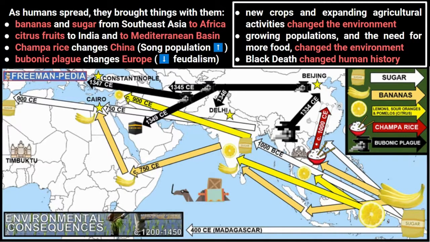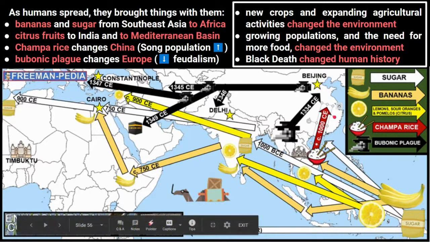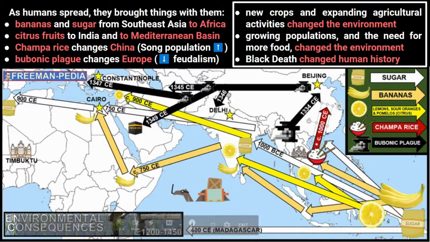We've talked about champa rice and how that influenced China. So that comes from Vietnam up to China. So champa rice changes China, makes the Song population boom. And so once the population booms, so does trade, so does innovation. But it also means they take disease with them. Things like the bubonic plague or Black Death, which changes not only Asia, but significantly changes Europe. You could argue that the bubonic plague is the reason that feudalism ended. And if it wasn't the reason, it was certainly one of them.